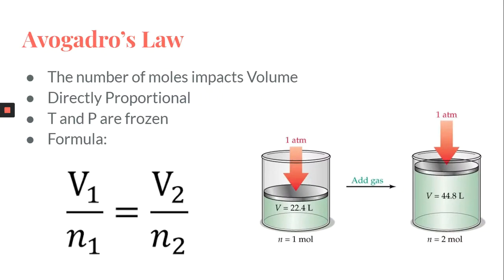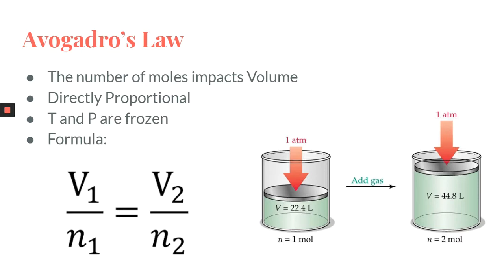So like I said, Avogadro's law is showing us how the number of moles impacts the volume, or as I like to think of it, how volume is dependent on the number of moles. It is a directly proportional relationship. So if you haven't noticed, everything that we've talked about is directly proportional except Boyle's law. T and P, meaning temperature and pressure, are frozen or held constant.